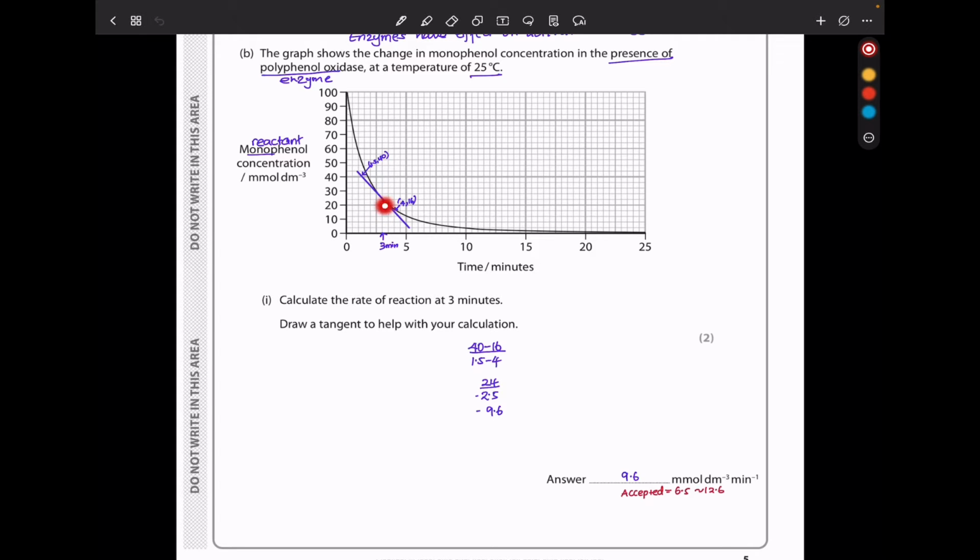I drew my tangent on the curve at 3 minutes, and I use 0.416 and 1.540 to calculate the rate, which is going to be the gradient of the tangent. So 40 minus 16, which is the change in the vertical components, divided by the change in the horizontal components, which is 9.6 mol per decimeter cube per minute as my rate.